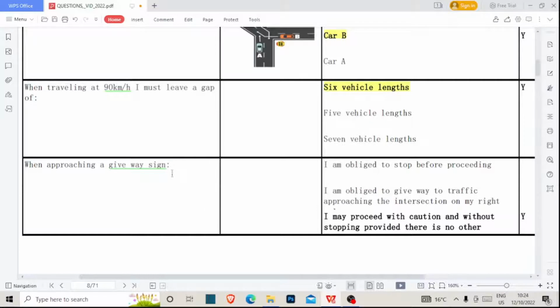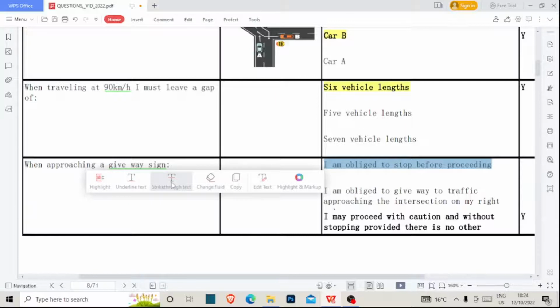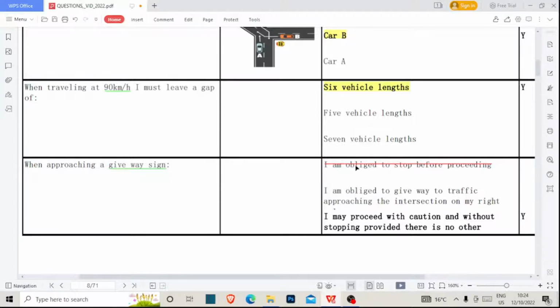So this is a giveaway sign. What you need to understand is that a giveaway sign is very different from a stop sign. At a stop sign, you are obliged to stop before proceeding. It doesn't matter if the road is clear or not. So the reason why this one is incorrect is because this pertains to a stop sign.